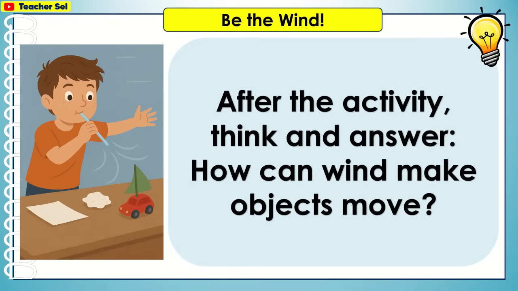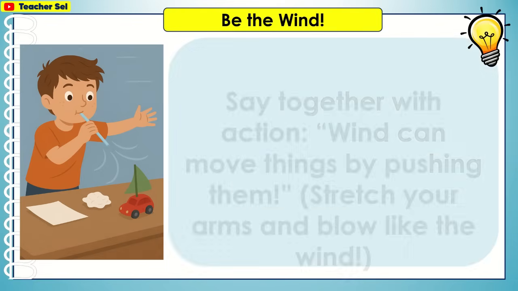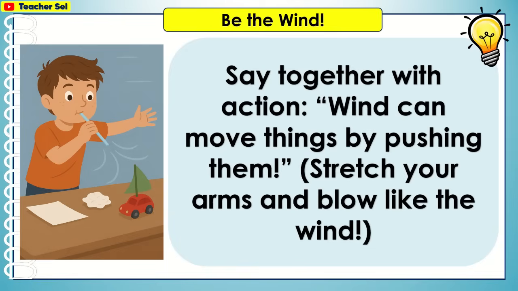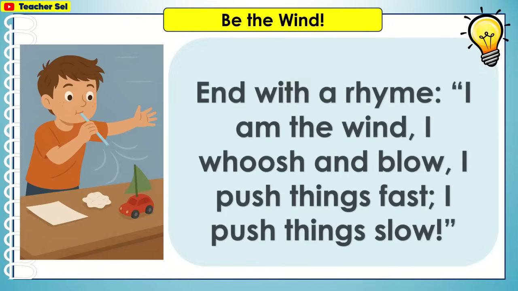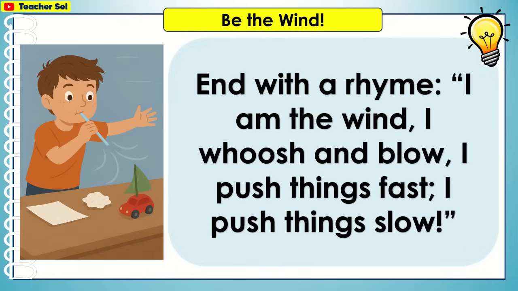After the activity, think and answer. How can wind make objects move? Say together with action, wind can move things by pushing them. Stretch your arms and blow like the wind. And with a rhyme, I am the wind, I whoosh and blow. I push things fast, I push things slow.